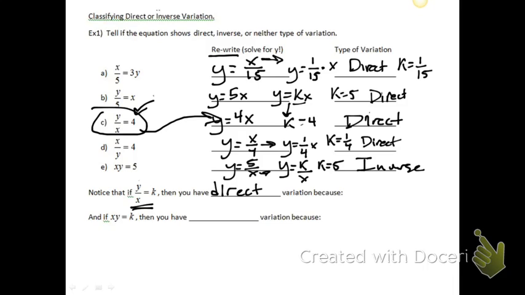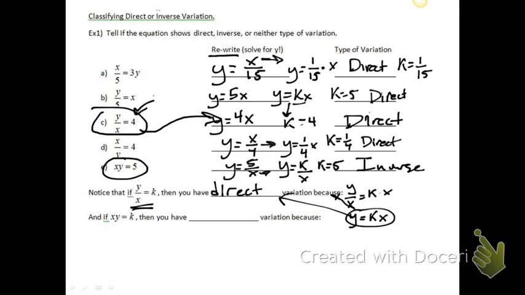So this ends up being direct variation. Because if we took a closer look, if we have y over x equal to some constant k, and I solve that for y, I'd have to multiply both sides by x to cancel out the x in the denominator, and I'd end up with y equals k times x. And that is the formula for direct variation. It's just another way of writing it.